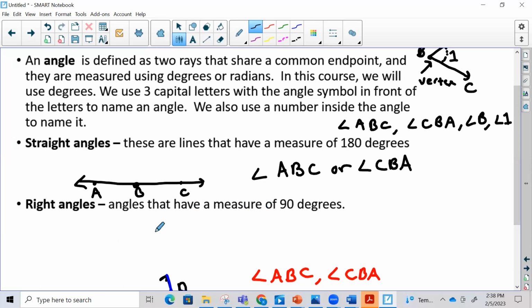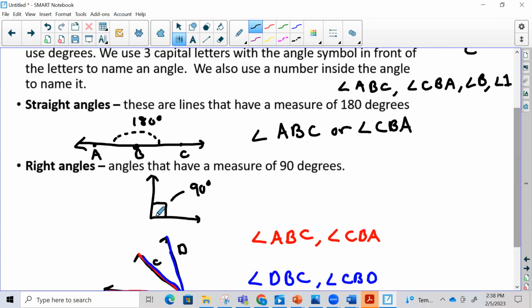So then we have right angles. Right angles have a measure of 90 degrees. To indicate a right angle, we use this symbol. It kind of makes a square with the sides of the angle, which indicates that it's 90 degrees. A straight angle, because it's a straight line, measures 180 degrees, and so a right angle is half of that, which is 90 degrees.